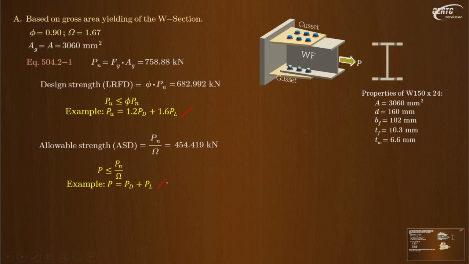Alright, so this is the first possible mode of failure, that is the gross area yielding, the yielding of the gross area of our wide flange section. Okay, now let's have the other part, the other mode of failure.